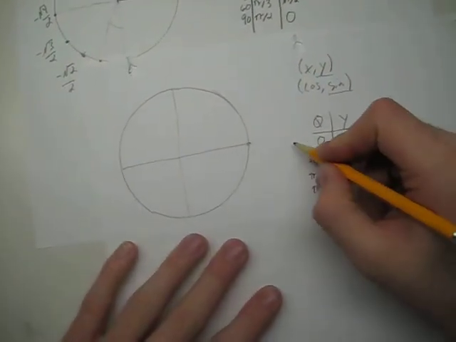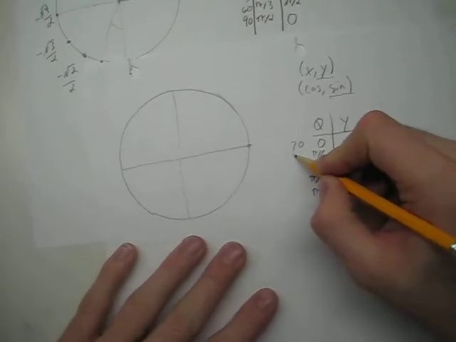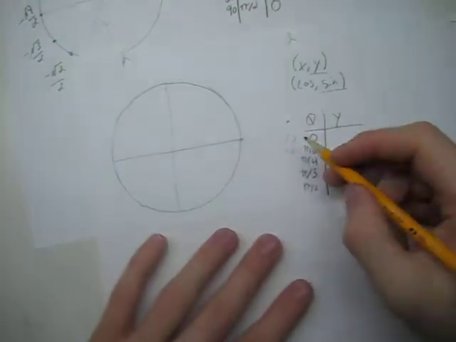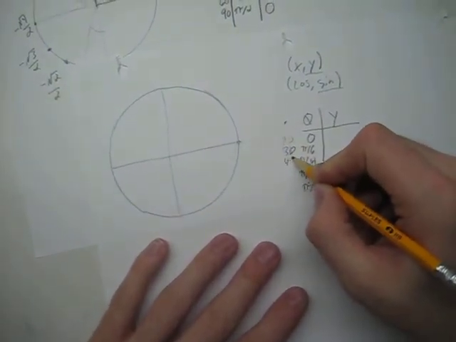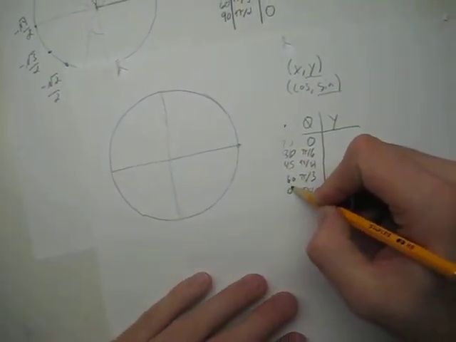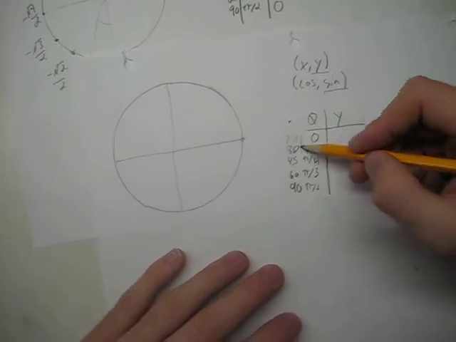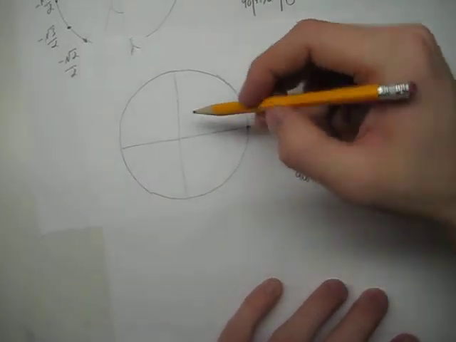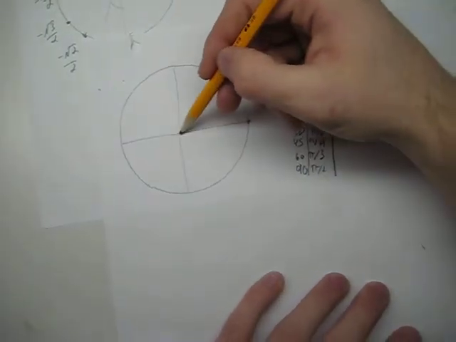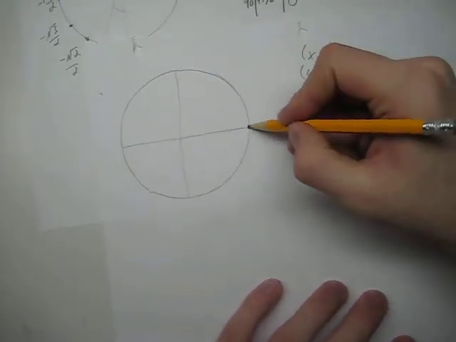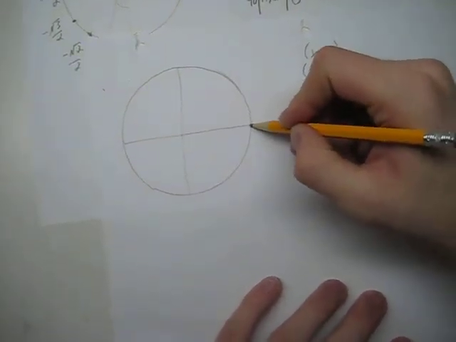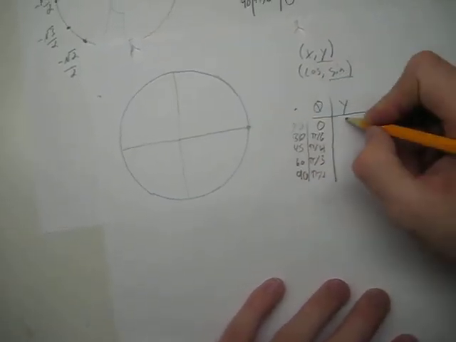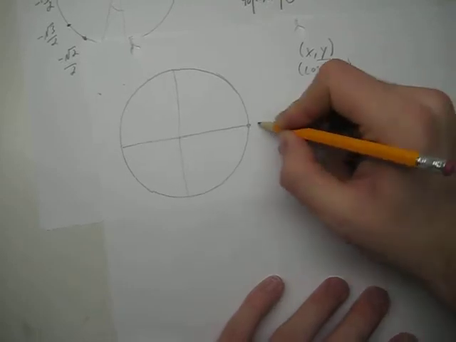Okay? This is the same as 30, 45, 60, and then 90 degrees. Now, when theta is equal to 0, that's this, you can see y is equal to 0. It's on the x-axis. Okay? So I'll write that in right there. This is 0.